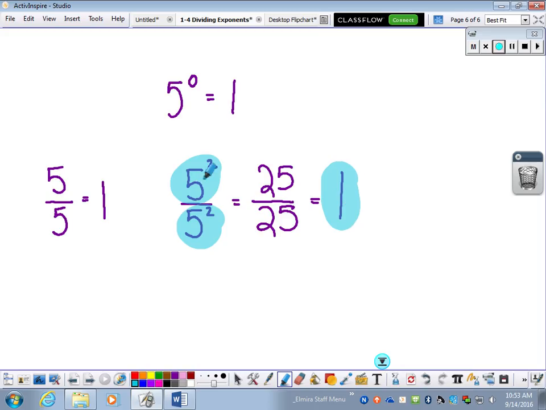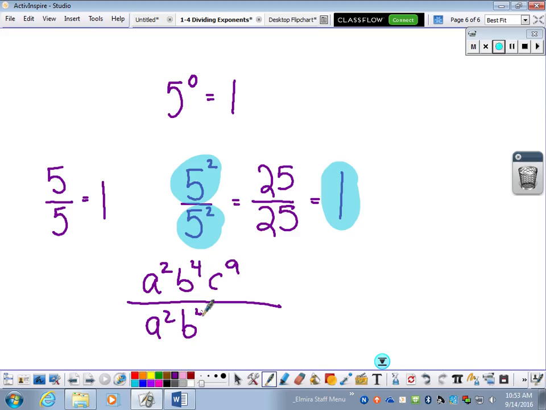Anything divided by itself. I could make a fraction if I said a squared b to the 4th c to the 9th over a squared b to the 4th c to the 9th. Okay, I've used all kinds of letters, all kinds of exponents. But the fact is the top and the bottom are exactly the same. So no matter what A, B, and C are, if you divide something by the exact same thing, then the answer is 1.